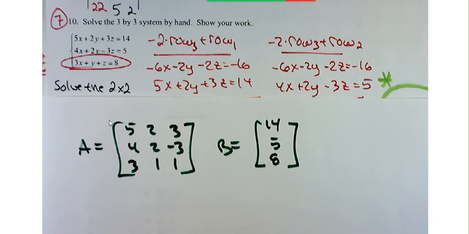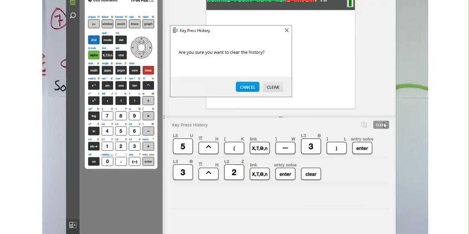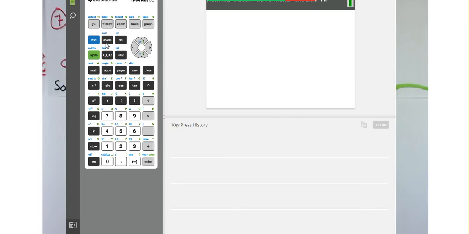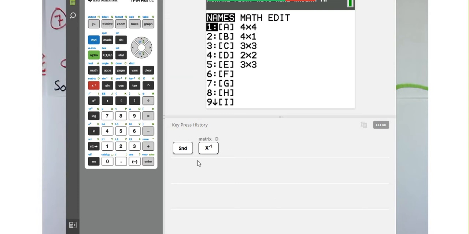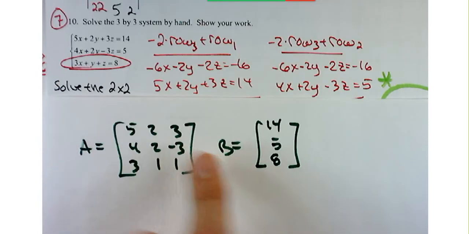Okay, let's put those into our calculator and see what we can come up with. Let me clear out the stuff. To put that into your calculator, you want to go to the matrices. Hit the second button and then the X inverse key. You can keep track of my keystrokes down here. I want to edit matrix A, so I'll go to the left. Press enter. The size of my matrix is going to be 3 rows and 3 columns.